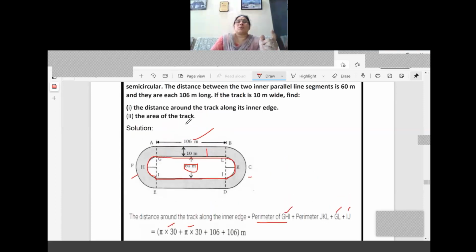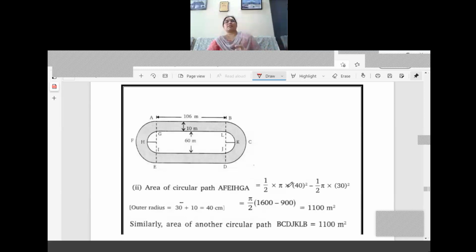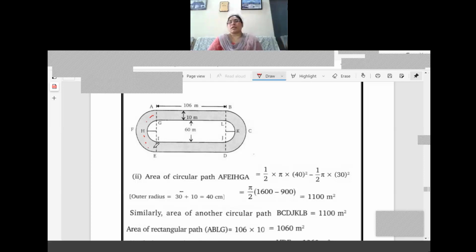Okay. Next, what is the next part? Area of the track. Track means the shaded portion only, right? So let us go for the second part. I have taken the diagram once again. Now see the area of the circular path AFE, IHGA. AFE means which side? This AFE, then IHGA. So this part we are going to calculate now, because it is the area of the track only. But here what is the case? It is the area of the bigger circle minus the area of the smaller circle. It is a circular ring type, semicircular here, right?